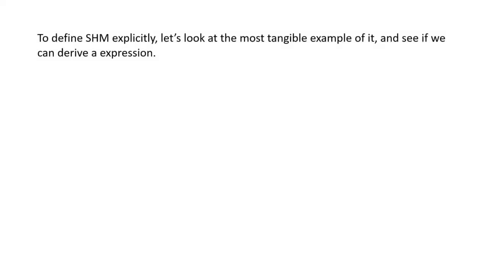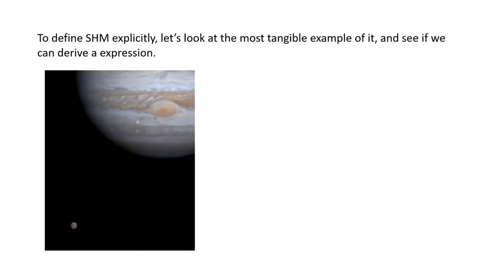To define simple harmonic motion explicitly, let's look at the most tangible example of it. So in the early 1600s, as Galileo was tracking the position of the moons of Jupiter that he discovered in the night sky, such as Callisto in the bottom left of the picture, he noticed that it had this kind of back and forth and back and forth motion. The reason for that is simply because Callisto in its orbit represents approximately uniform circular motion, or movement around a circle at a uniform speed.